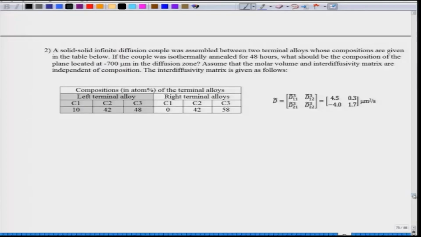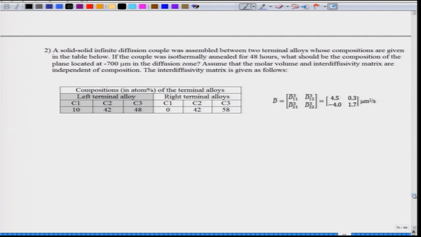Okay. So, let us move on to the second problem today. This problem is calculating the concentration at given x and t in a multi-component diffusion couple.